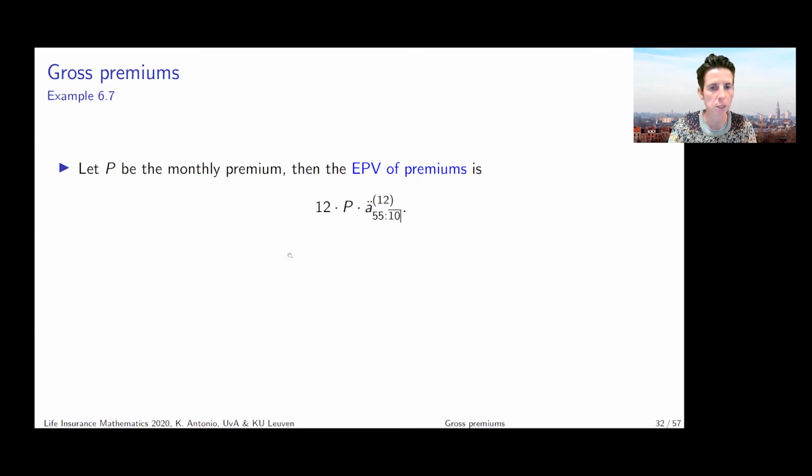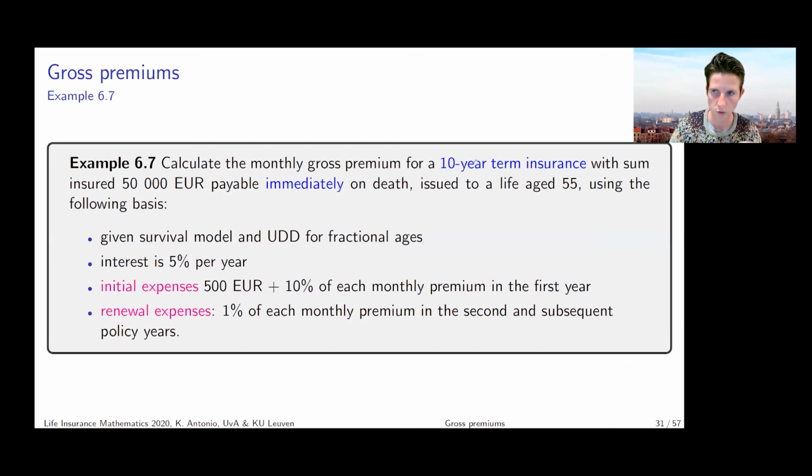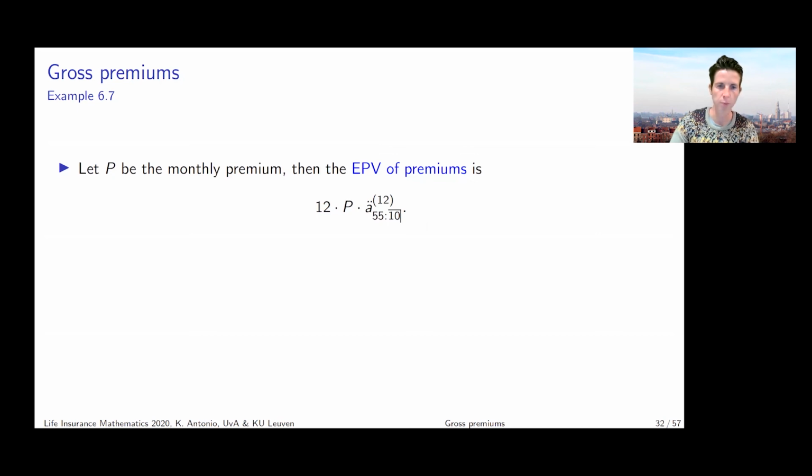If I write down the EPV of the premiums, then we recognize what we already learned. P is the monthly premium, so 12P is what I pay in premiums over 1 year. I need to value these premiums using a monthly life annuity due with a term of 10 years, issued to a 55-year-old. So I'm quickly going to go back for the term. The term was 10 years in this case. Okay, so that's the EPV of my premiums.